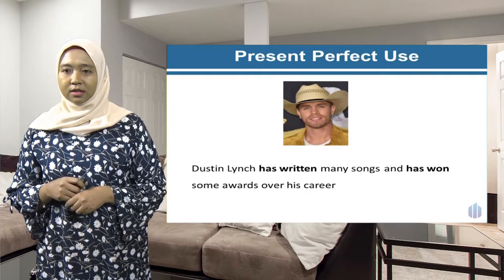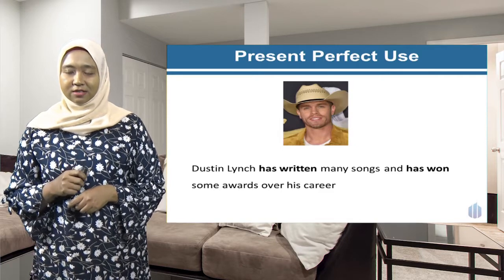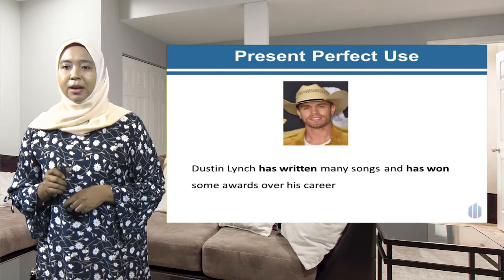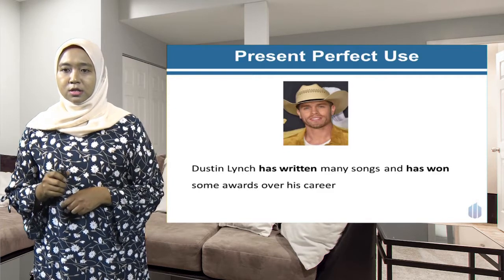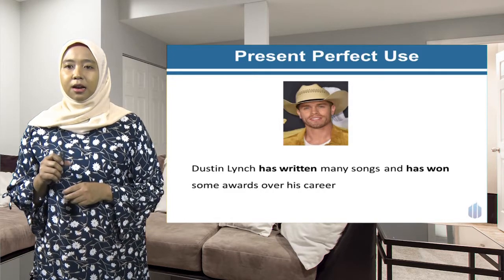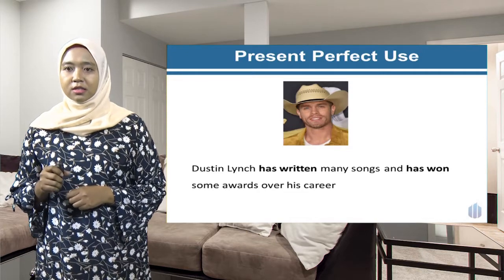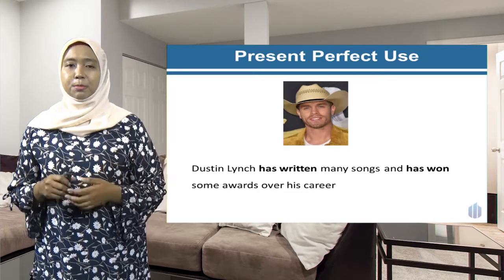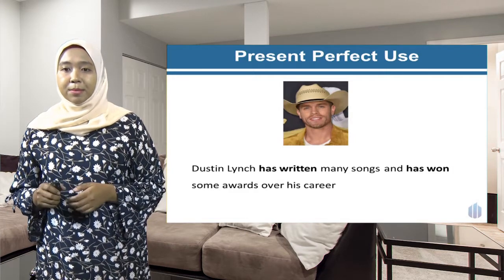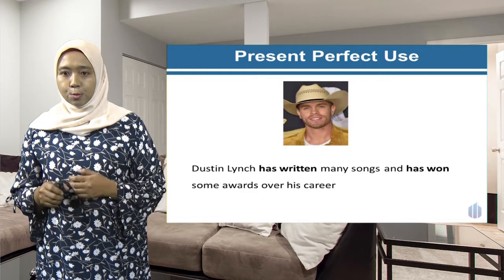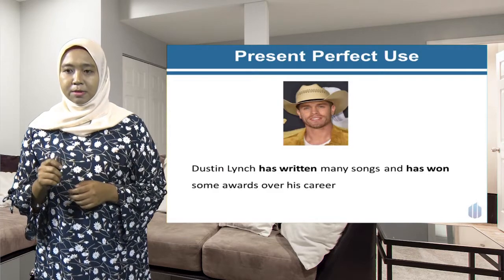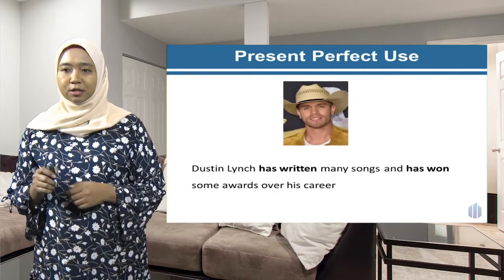Do you know who he is? He is Dustin Lynch, a singer. Dustin Lynch has written many songs and has won some awards over his career. It means that Dustin Lynch wrote many songs in the past, and it is possible for him to continue writing songs, and maybe he will win some awards in the future. That's why we use present perfect: has written and has won.